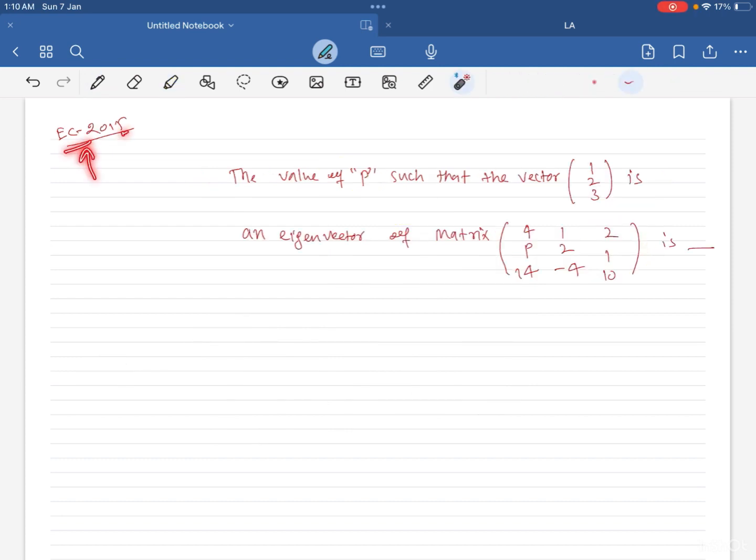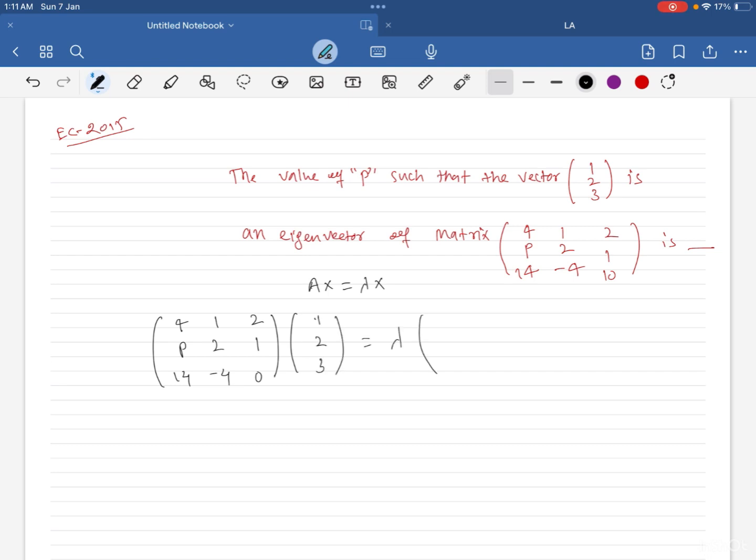Our next question is from EC 2015. The value of p is such that the vector 1 2 3 is an eigenvector of this matrix H. So we will have to find the value of p, so that this is the eigenvector of this matrix. So according to the property of eigenvector, if x is the eigenvector, then Ax would be some multiple of x, right? So we can make use of this property, and what we can write is the matrix 4 p 14, 1 2 minus 4, 2 1 0 times the eigenvector 1 2 3, that would be equal to lambda, some eigenvalue, times 1 2 3.